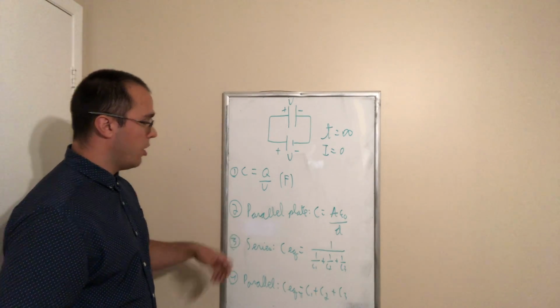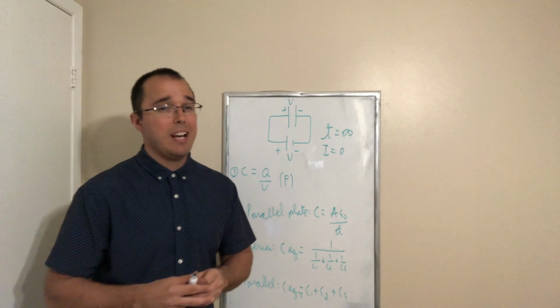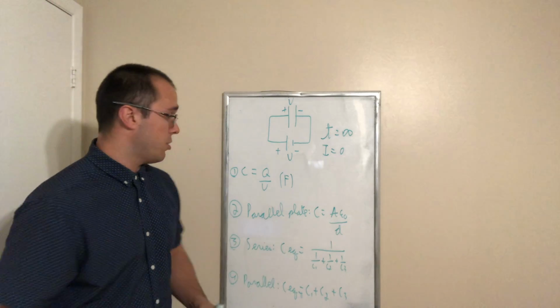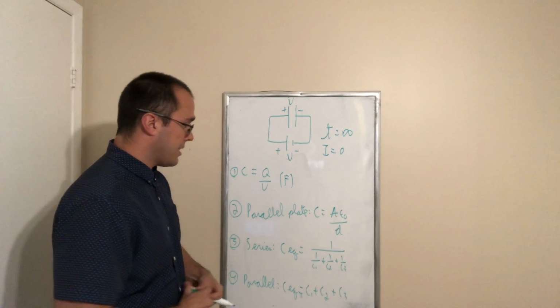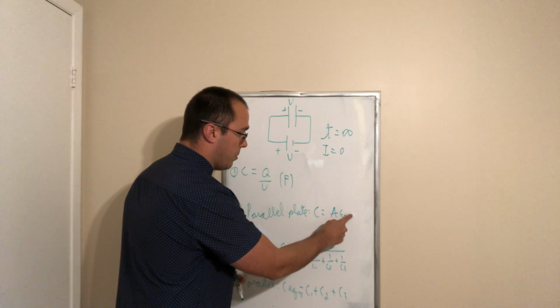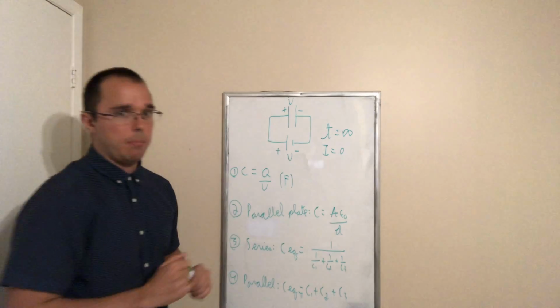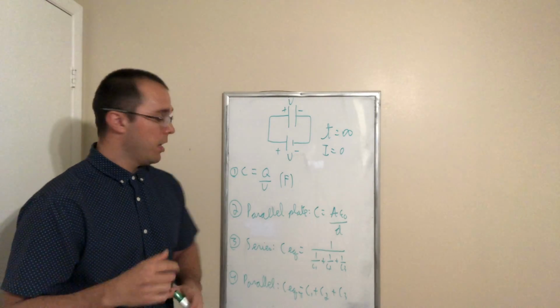Second point we need to consider: in some questions we will be talking about a parallel plate capacitor. This is the most common type of capacitor, and basically the capacitance can be defined as the area multiplied by epsilon 0, divided by the distance between the two plates. Again, we will be solving some examples regarding that one.